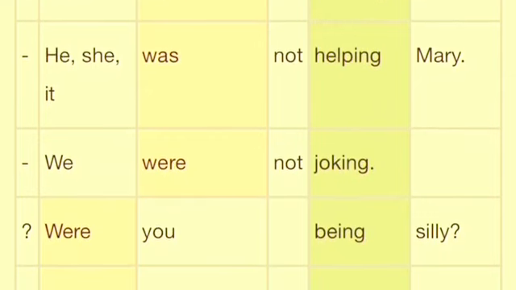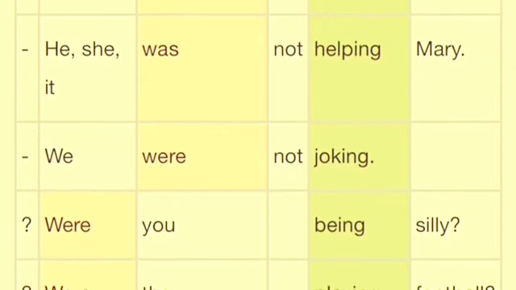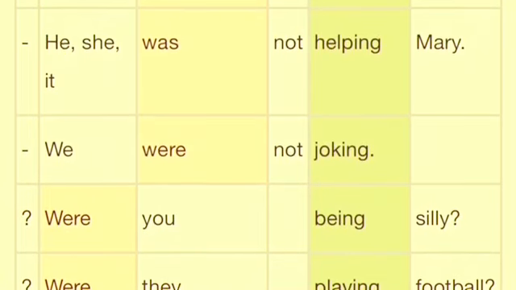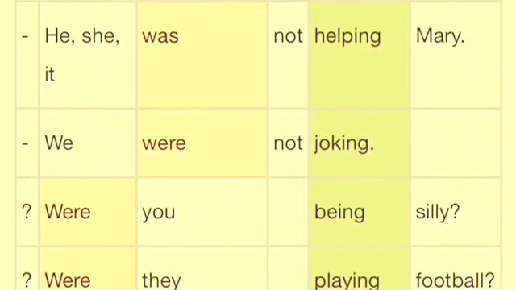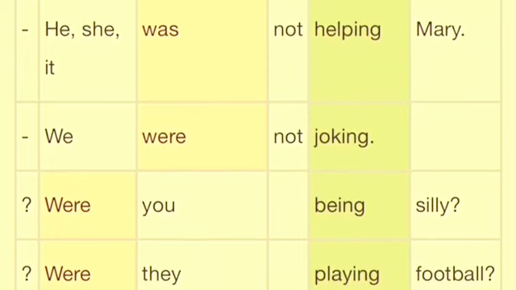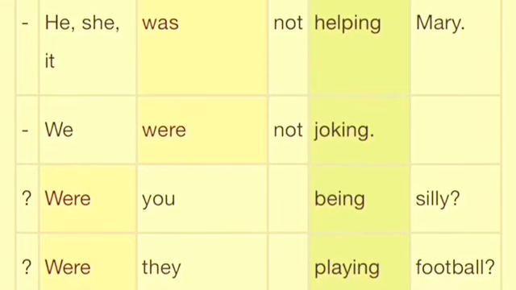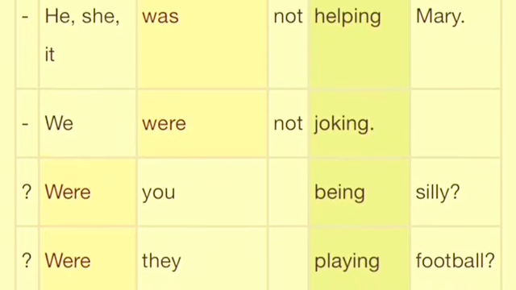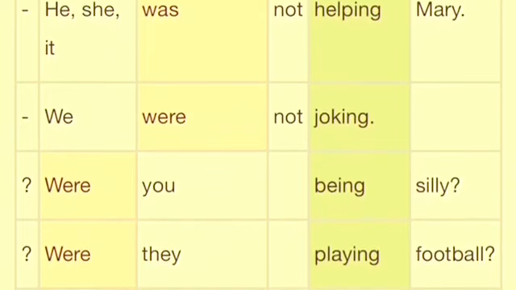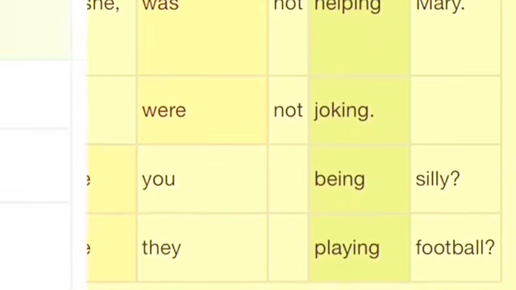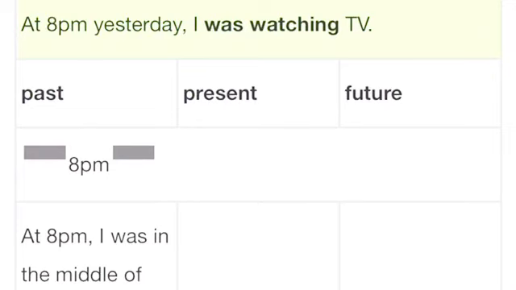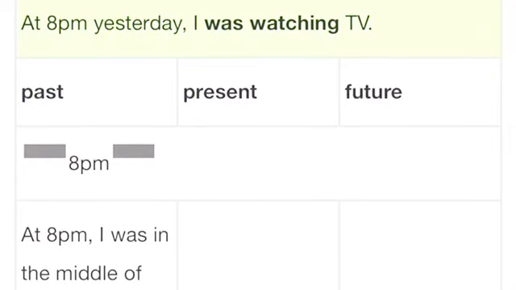Question mark. Got it? So, two main things you need to keep in your mind. You need to interchange the subject and the auxiliary verb in the case of question sentences. And second thing, please do not forget to put a question mark at the end of your sentence. Now students, look at this example. This particular example says, at 8 p.m. yesterday I was watching TV.